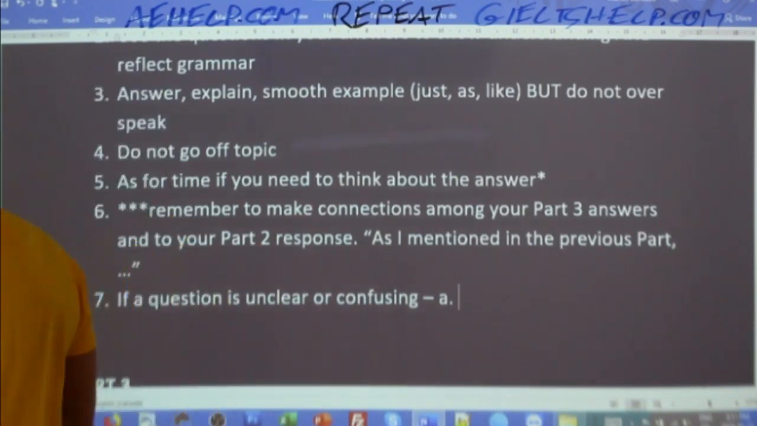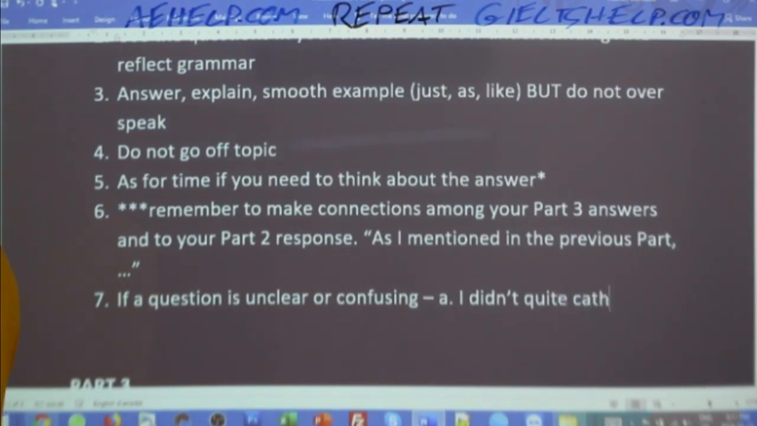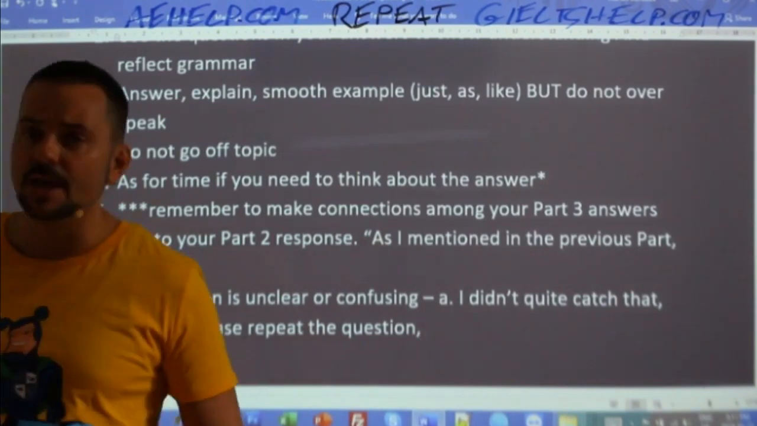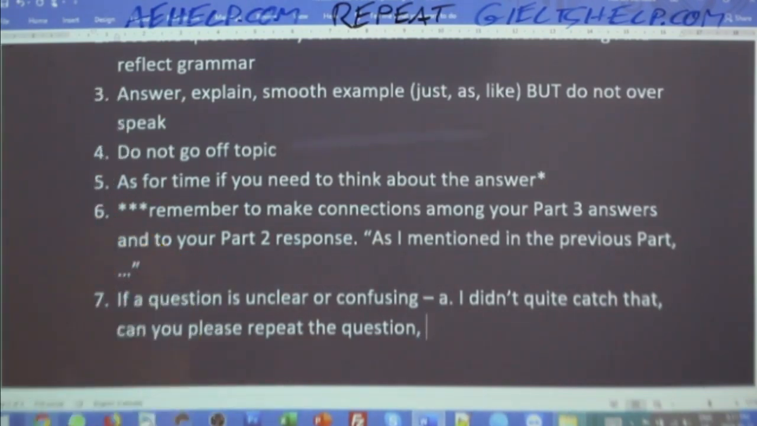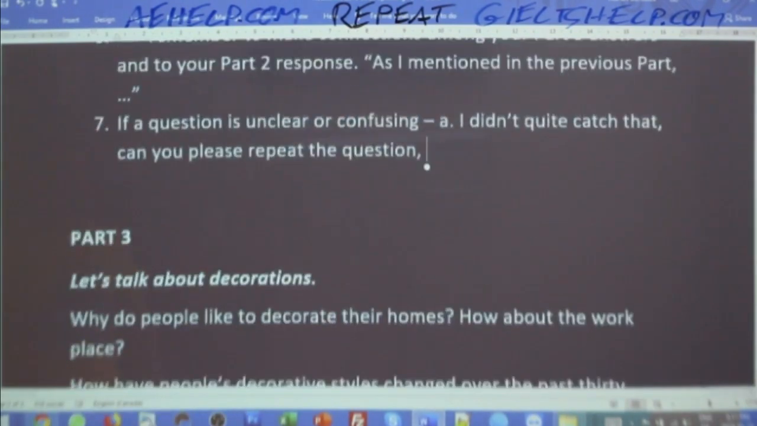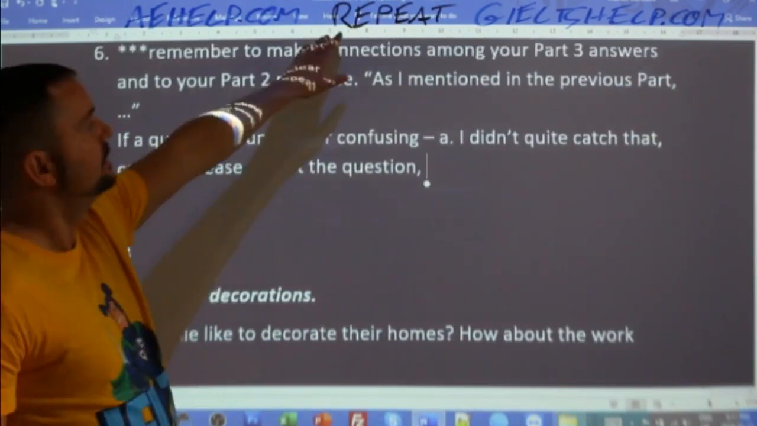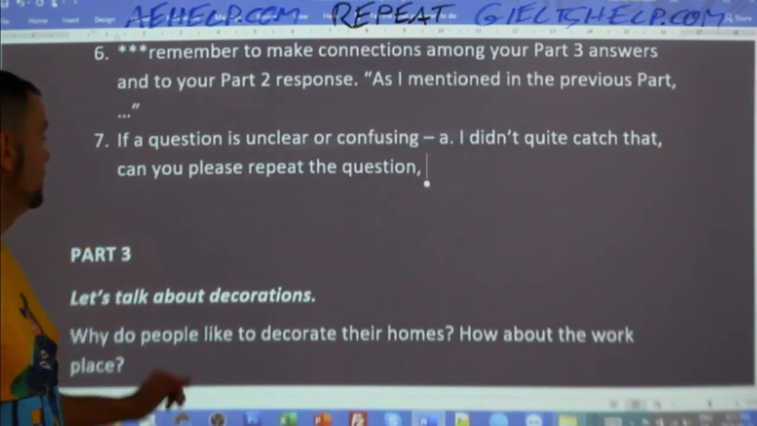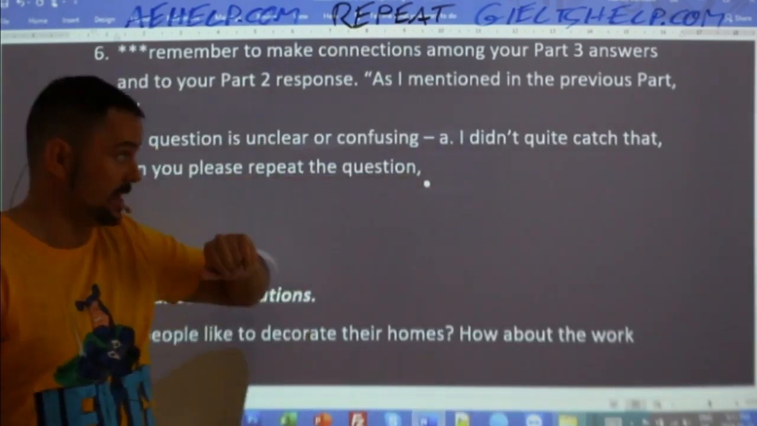You can say, okay, so one way that you can do it is just ask for a repeat. So again, say what I say. I didn't quite catch that. Can you please repeat the question?